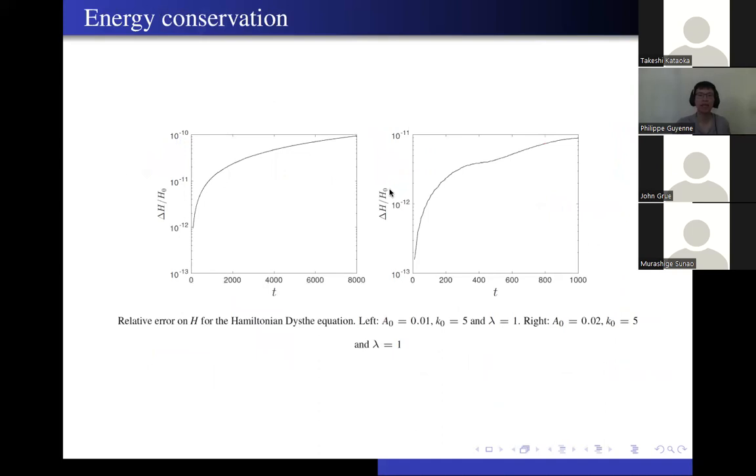This is to check that indeed for the Hamiltonian Dysthe equation, the corresponding Hamiltonian is well conserved over time for two different wave regimes. So as you can see, this is 10 to the negative 10, 10 to the negative 11 for time up to 8,000 on one side and 10,000 on the other side. So yes, well conserved.